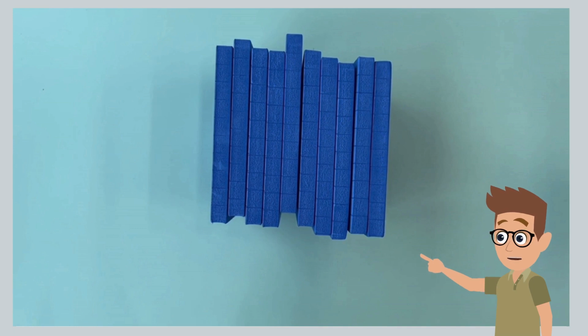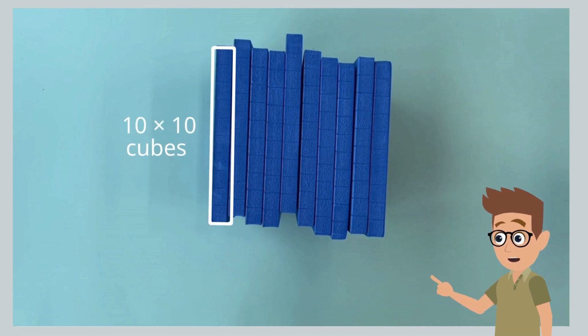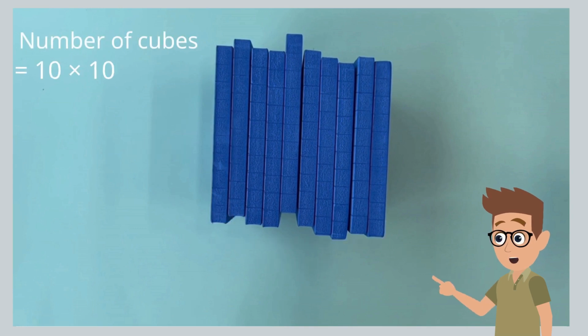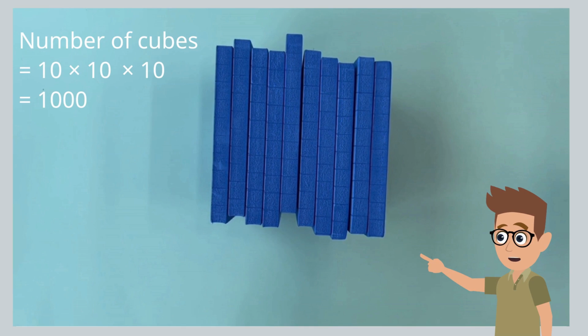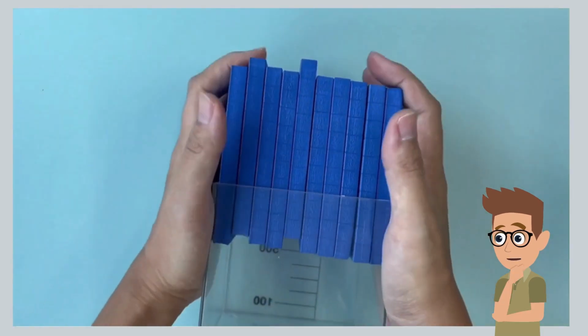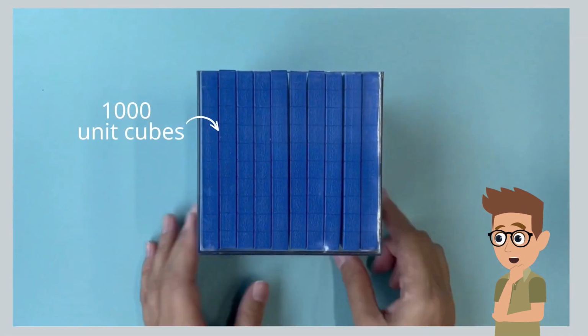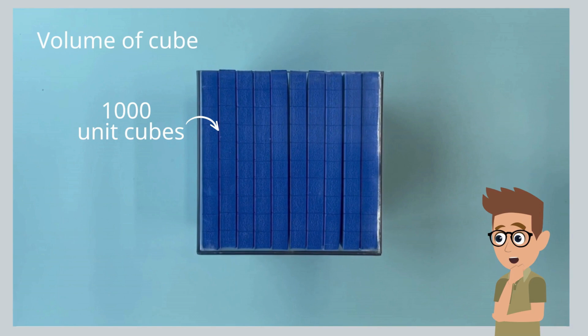Remember that each layer of 100 unit cubes has 10 times 10 cubes. Since there are 10 layers, the total number of cubes now is 10 times 10 times 10, which equals 1000. We can form a large cube using these unit cubes. Since there are 1000 unit cubes, the volume of the cube is 1000 cubic units.